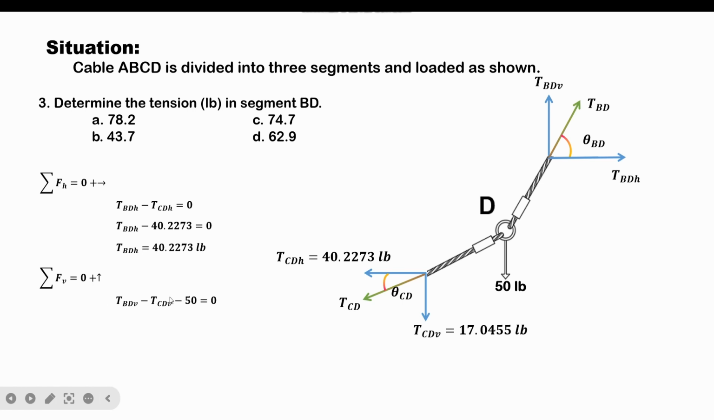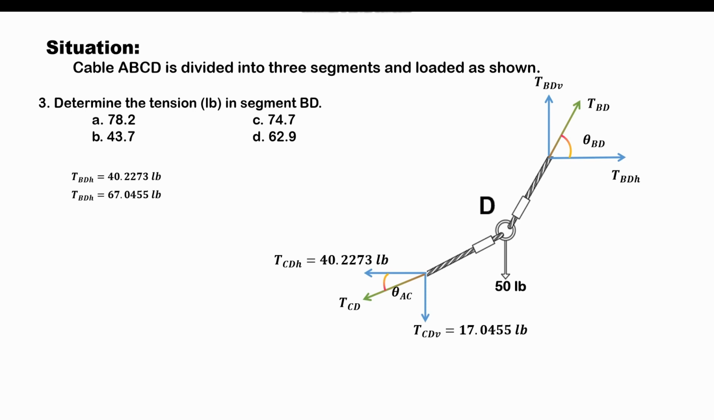Now, let's try to substitute the values of the variables in these equations that are known. So TBDV minus the value of the vertical component of the tension of segment CD, which is 17.0455, minus the external force, which is 50. If we simplify this one, we basically get the vertical component of the tension of segment BD to be equal to 67.0455 pounds. So here's the summary of the components of the tension in segment BD.